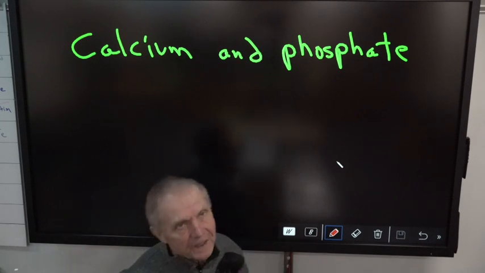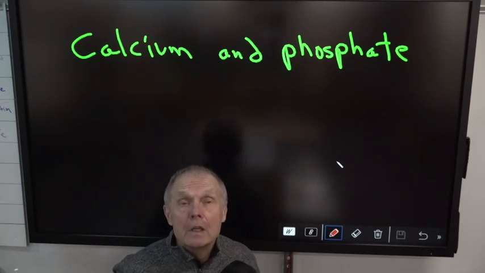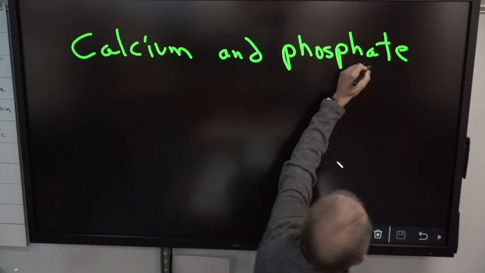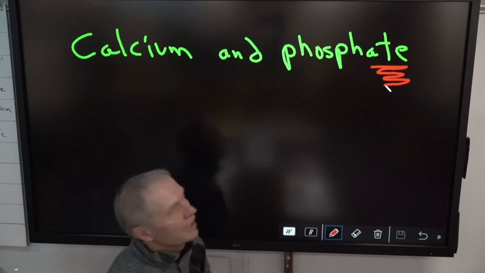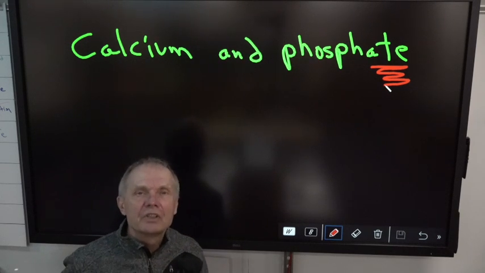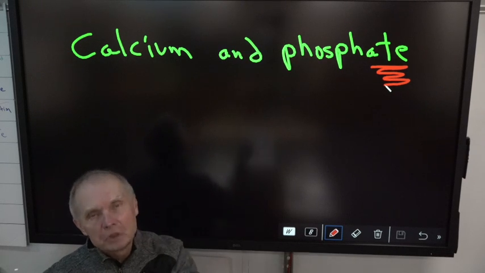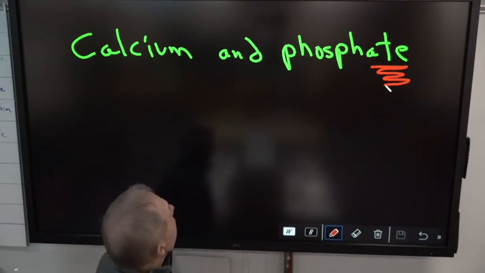But what's this phosphate thing? Is it an element? No, it's not an element because of this. It ends in ATE. That's the hint. If you see something that ends in ATE, it's a polyatomic ion, so you have to look it up on the table E.